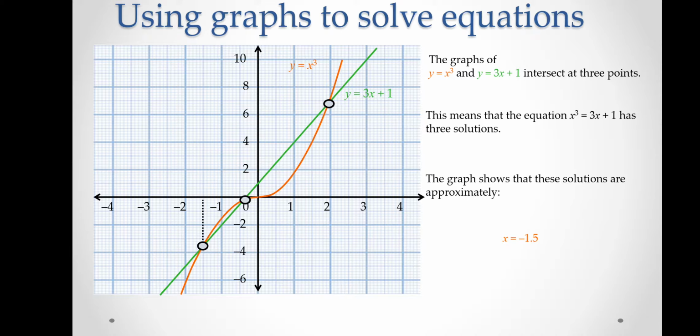Approximately, one solution is x equals minus 1.5, which we can take from the graph. Another solution is x equals minus 0.3, and another solution is x equals 1.9. All these three solutions we can take from the graph.